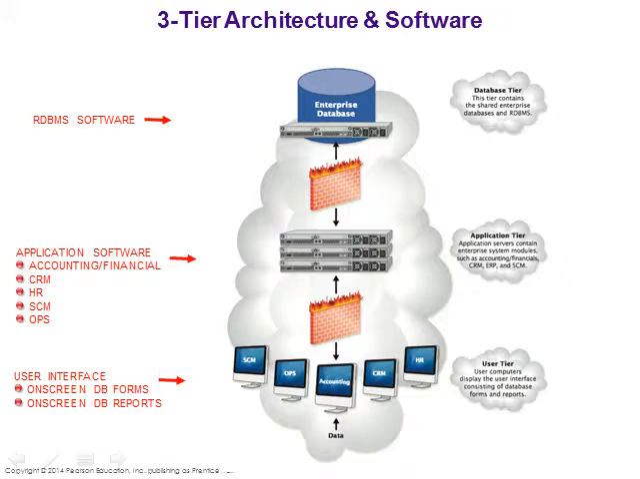Application software includes the software for each module, such as the accounting platform that's used, the client relationship management platform, or the HR platform. And so we may have multiple different application software being used by the different functional areas, but they reside in the application tier on these servers. And then we have this user interface, which includes the on-screen database forms used to enter data and the on-screen database reports used to review retrieved accounting data.